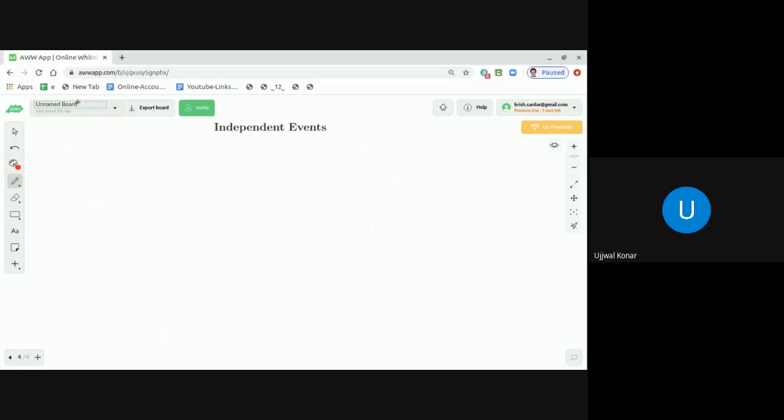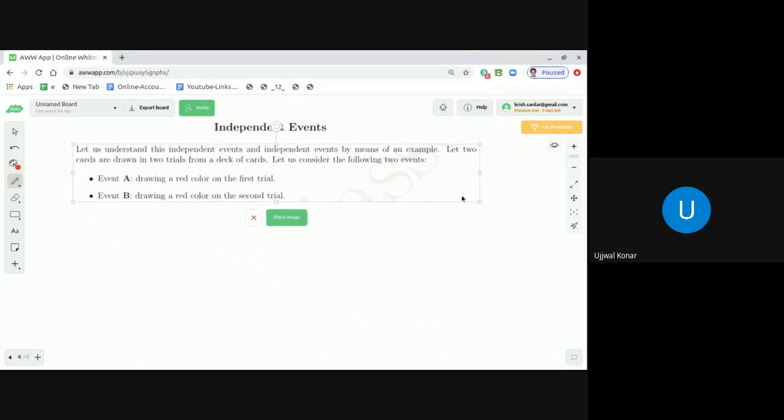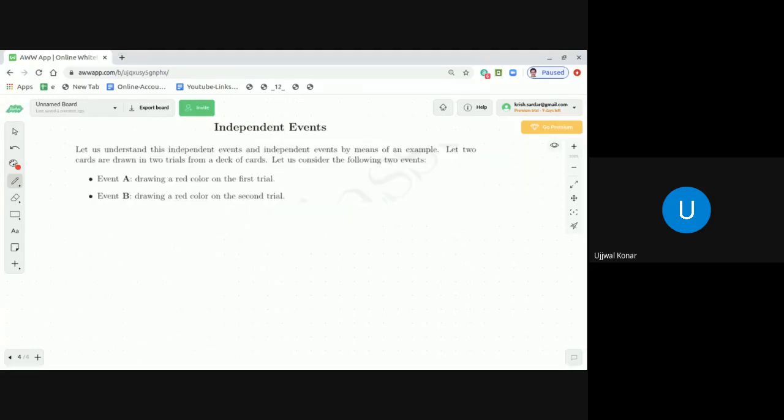I'm taking it from my study material. Let me first explain you, with an example, and then I will give the proper definition, the theoretical definition of independent events. Let us understand independent events by means of an example.